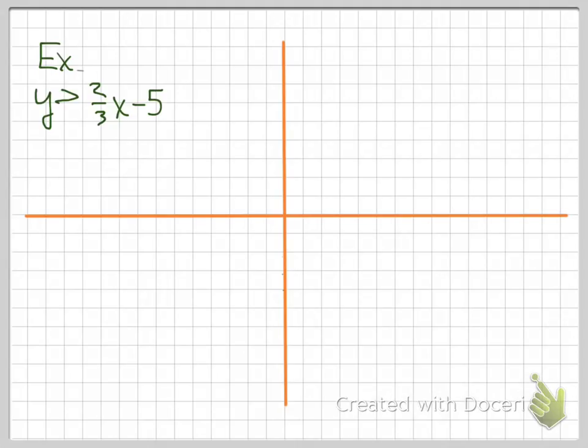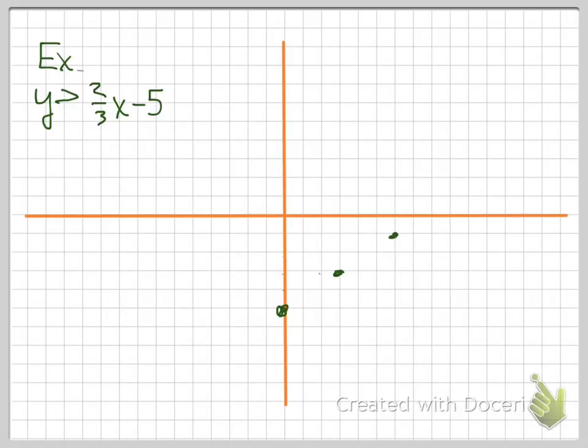Alright, so here's our first example. y is greater than 2/3 x minus 5. Now we start this off just like we did normal graphing, which means we're going to start with the y-intercept, which is -5. 1, 2, 3, 4, 5, down. Then we're going to use a slope that says to go up 2 and over 3. You can see how I counted. You can count yourself. Up 2 and over 3.